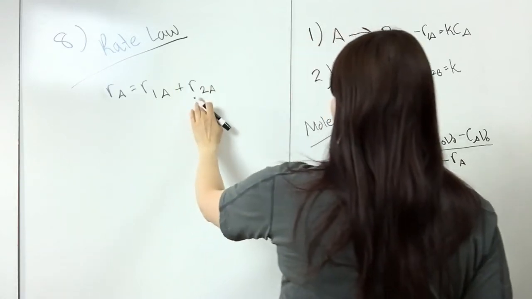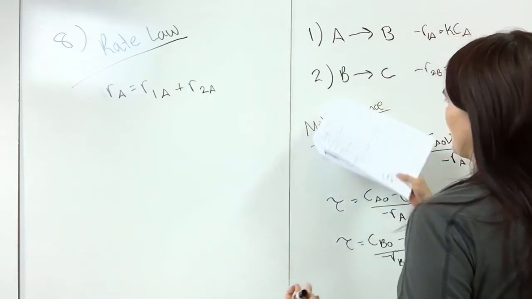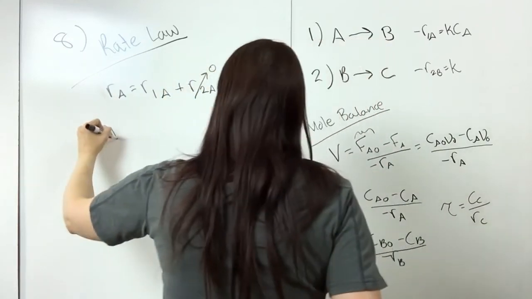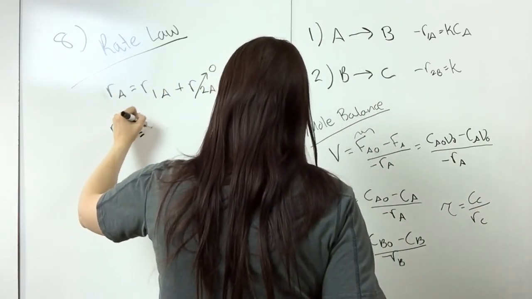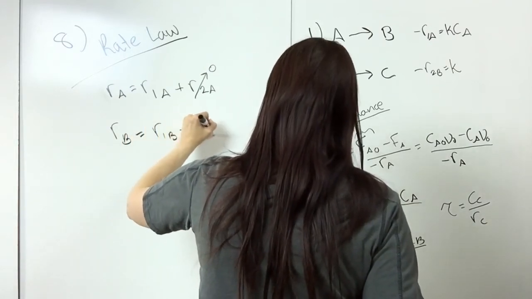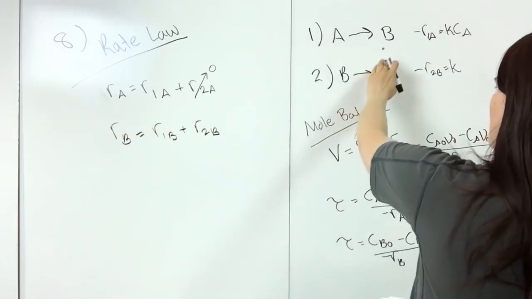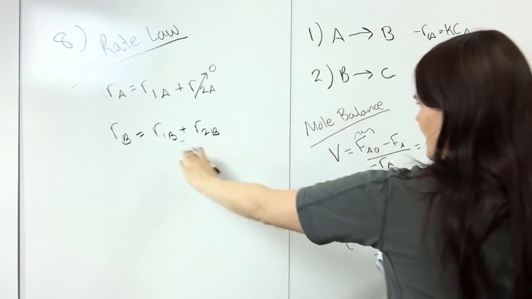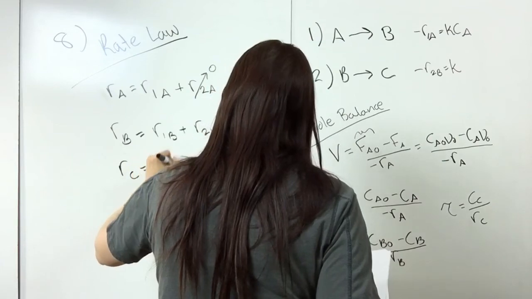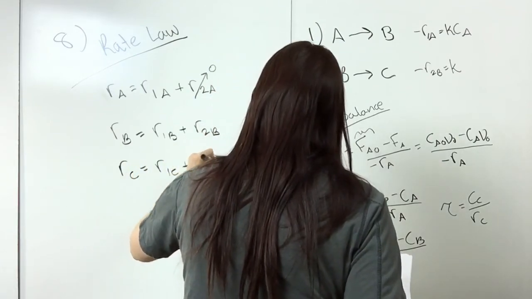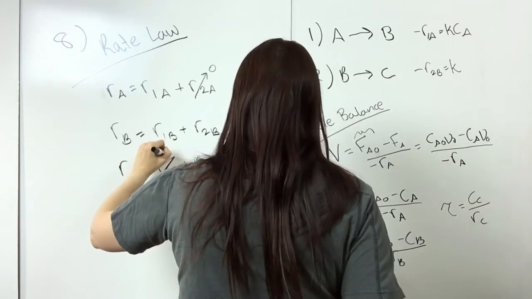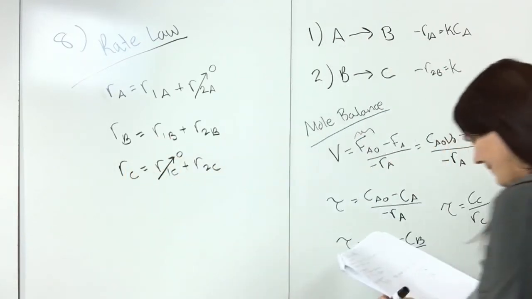R2A, so A in reaction 2, but we know that there's no A in the second reaction, so that would just be 0. Then we can do the same thing for RB, which is R1B plus R2B, and in this case we have B in both of them. And then RC, and we can do the same thing, R1C plus R2C. There's no C in the first reaction, so that's 0.